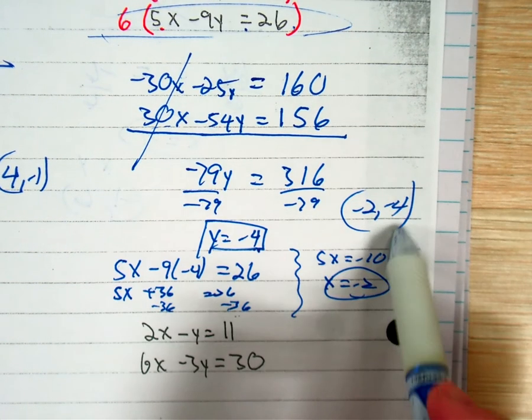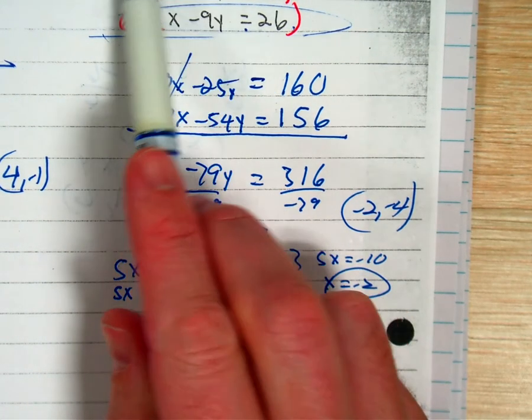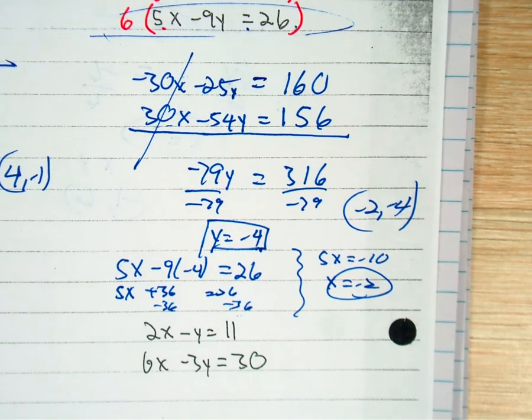5 times negative 4 is negative 20. Negative 12, negative 20, negative 32. Boom. There it is. Okay.